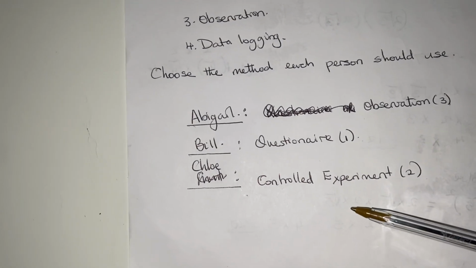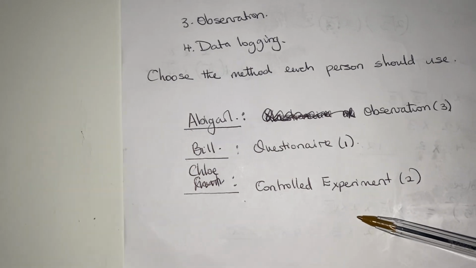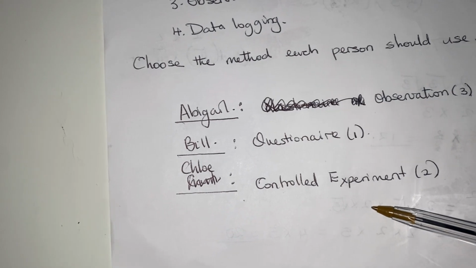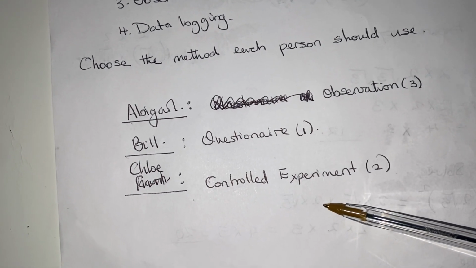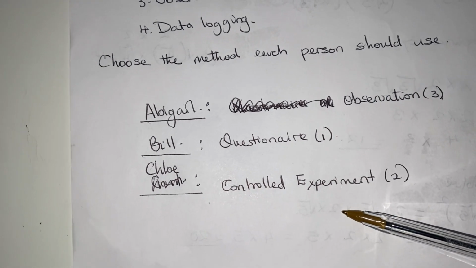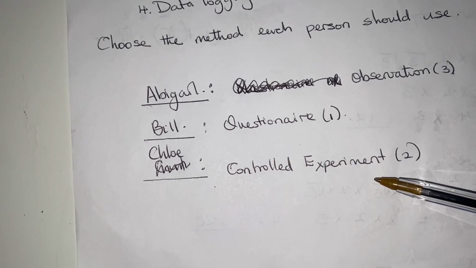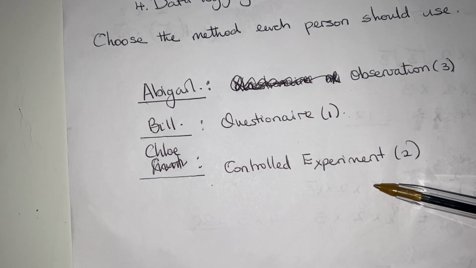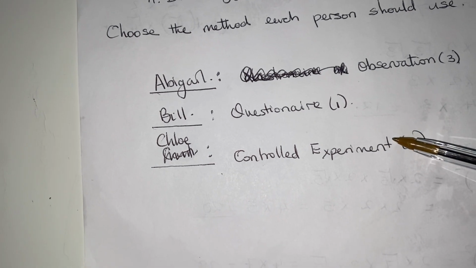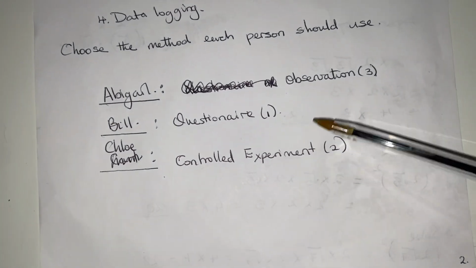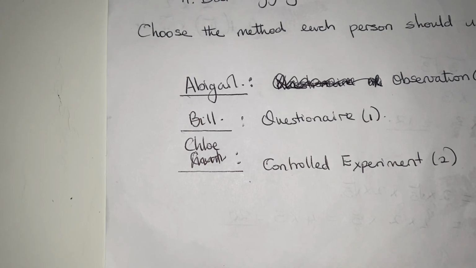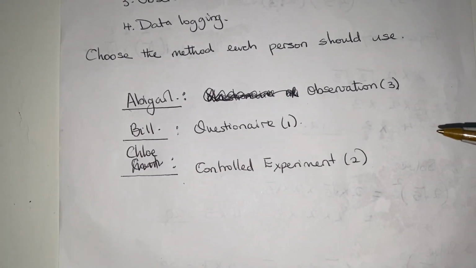Now Chloe wants to test people's reaction with time, so she can go with the controlled experiment. Maybe, what time do you wake up? What time do you sleep? When do you arrive at school? So this can be a controlled experiment where you choose a section of the population and then try and find out about their lifestyle and make a conclusion on that. Okay, so this is the first question.